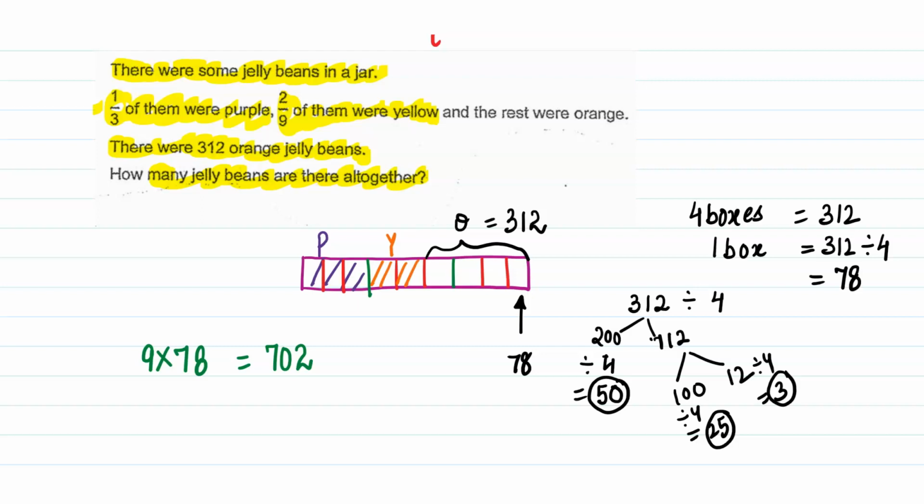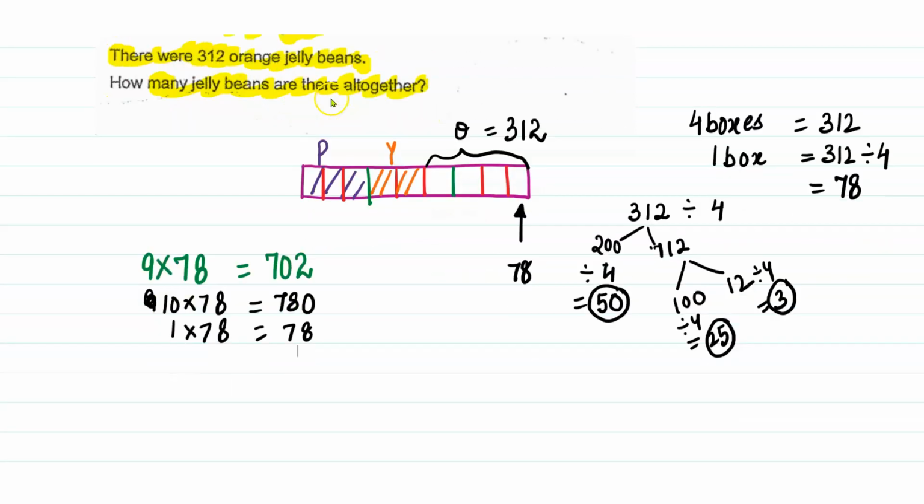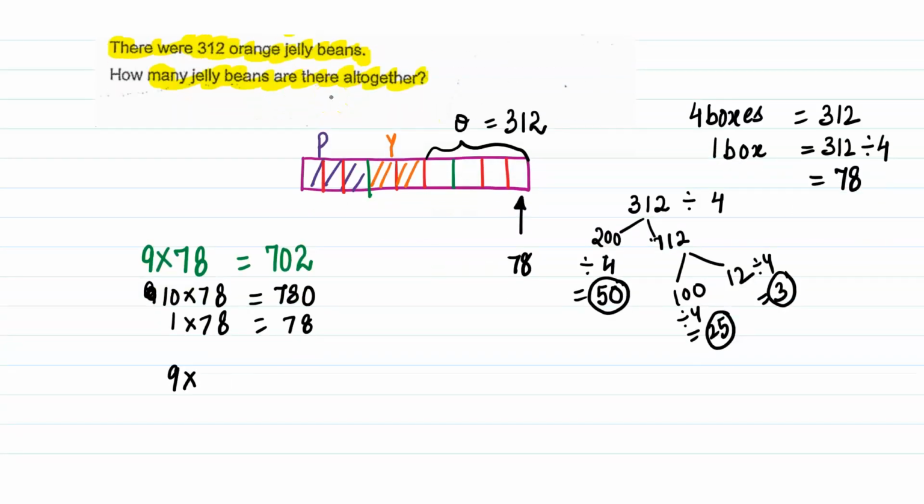You can make this calculation easy by multiplying 10 by 78 first. 10 times 78 is 780, and 1 times 78 is 78. So when you take away 78, you can do 9 times 78 as 780 minus 78, which is equal to 702. So now the answer is that there are 702 jelly beans altogether.